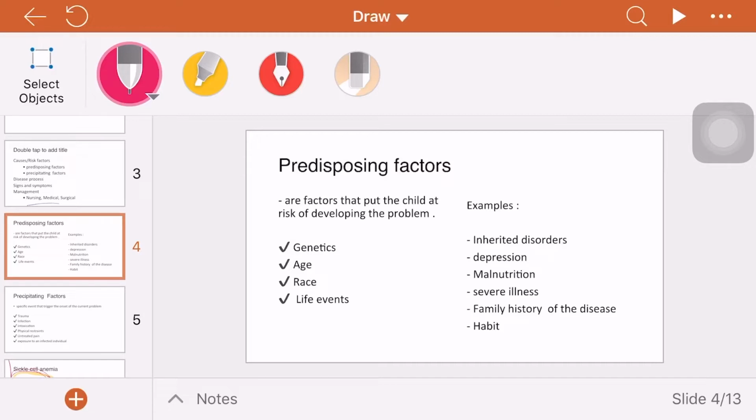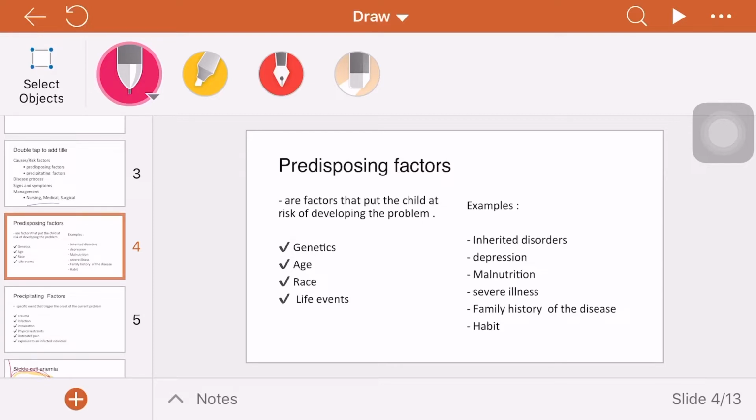Or predisposing factors, these are factors which operate from earlier in life and determine the person's vulnerability to the disorder. Examples are genetics, age, race, and life events. For example, for genetics, di ba inherited disorder or family history of the disease. Ang papa o mama is hypertensive. Once nga nagkaanak sila, right after the child is born, it doesn't mean nga ang baby is hypertensive dayon. But the baby has a higher chance of being hypertensive. But it may occur later in life.